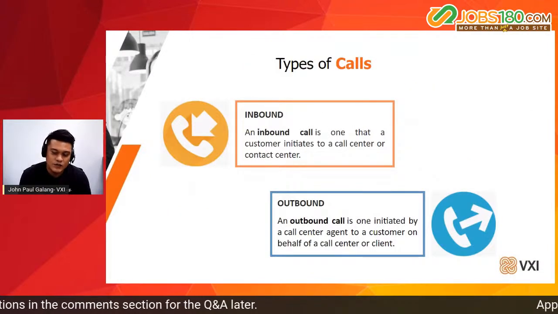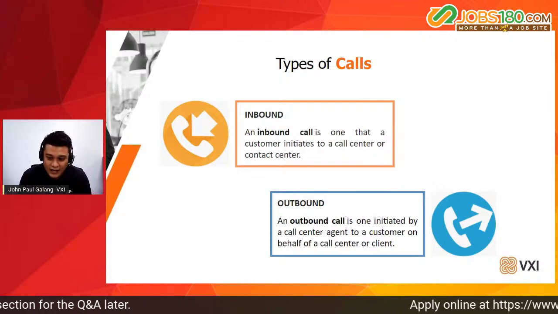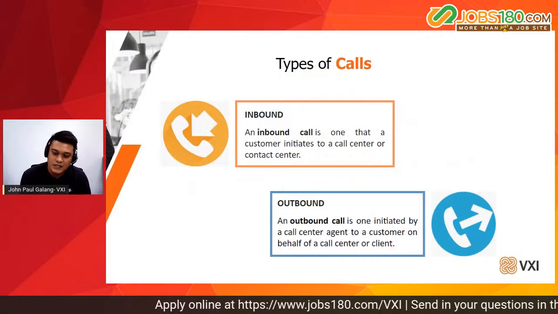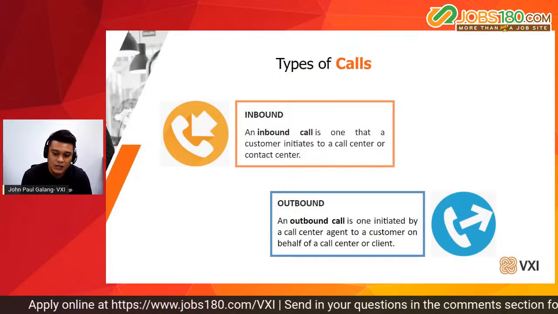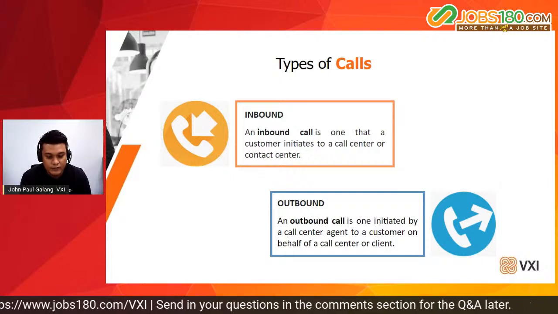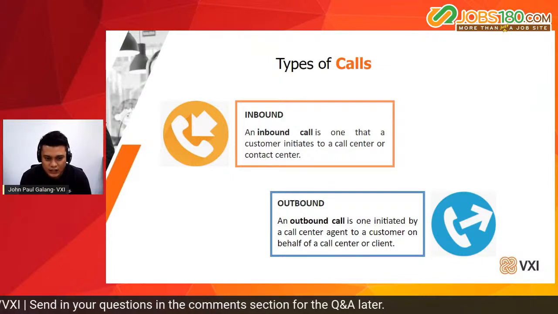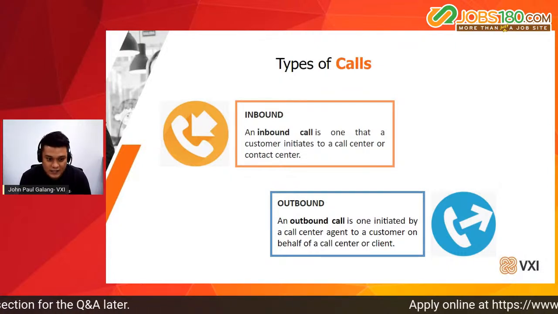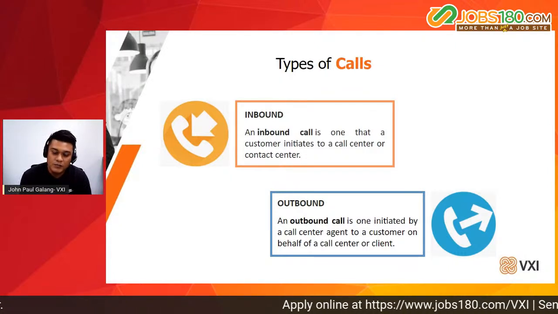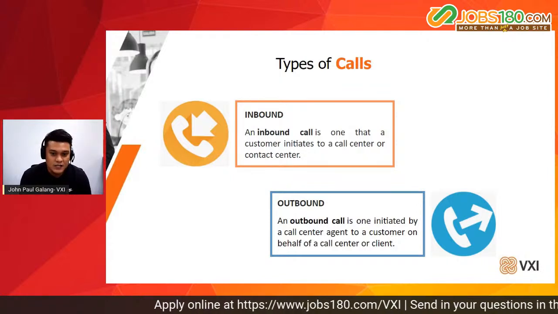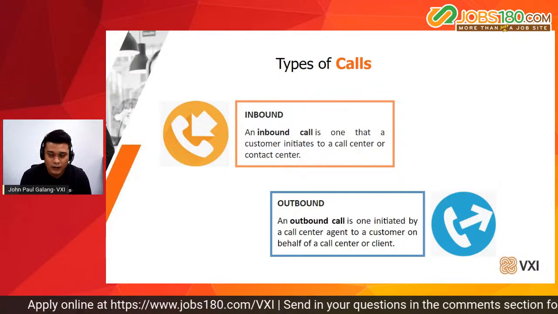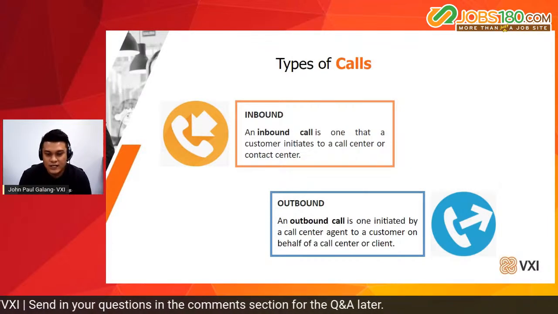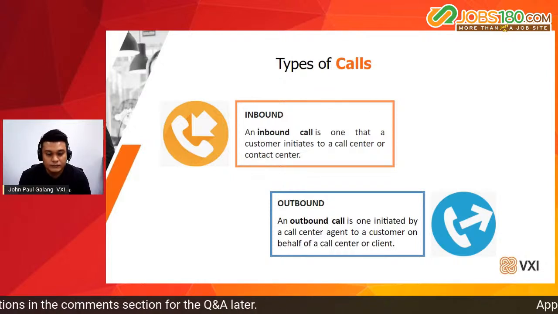And next is the types of calls that we would be handling. That is an inbound and outbound call. With the inbound one, that is the customer's initiation to call a call center or a contact center. And outbound is initiated by our call center agents to a customer on behalf of a call center or a client itself. This usually applies to companies that are looking for prospects, such as in line with real estate, right, and also with healthcare. So those are the types of calls that we would normally cater to.